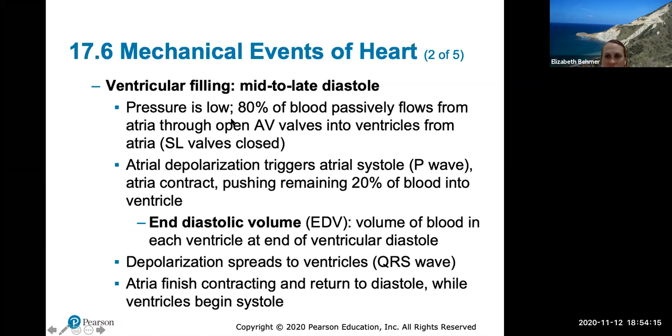Blood flows from your atria into the ventricles. Then atria depolarize, atria contract, pushing the rest of the blood into the ventricle. The amount of blood, or the volume of blood, in each ventricle at the end of ventricular diastole is called your end diastolic volume. You should know what that is. Depolarization will then spread to your ventricles. That's our QRS wave. The atria will finish contracting and will return to diastole while the ventricles begin systole, their contracting phase.